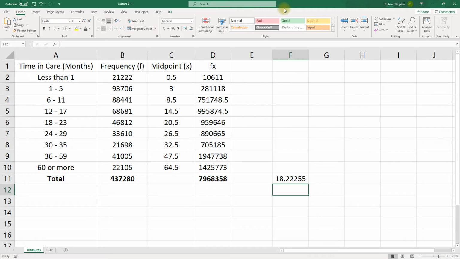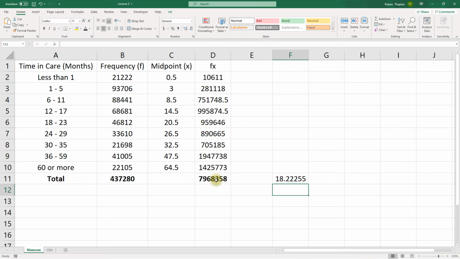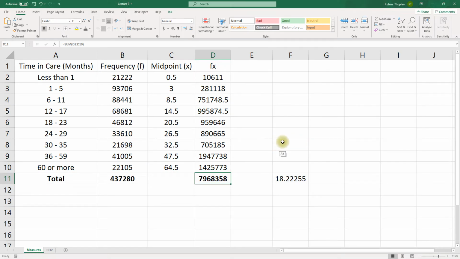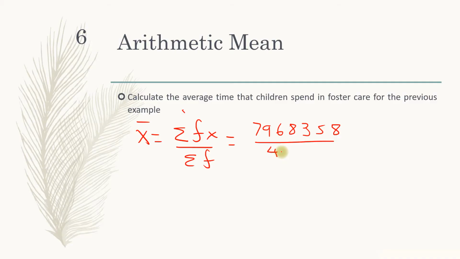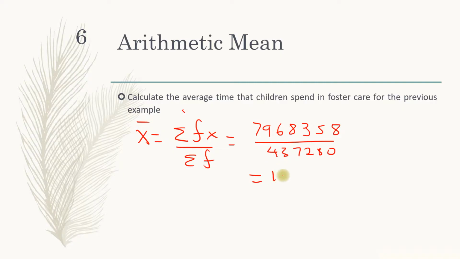So let's just write it down again in the slides. So this was a question. X bar is equal to the sum of fx divided by the sum of f. The sum of fx was here. This is what we did: find the fx, find the sum. Here we go, we just rewrite it down here properly and we get the final value 18.22.